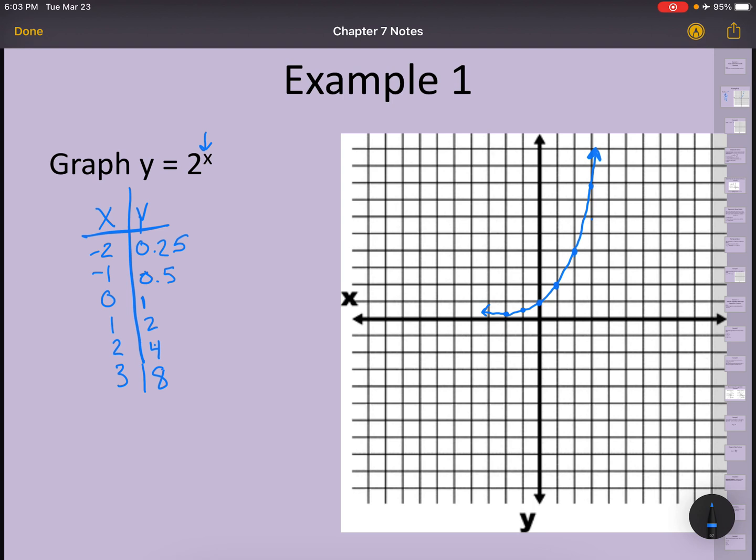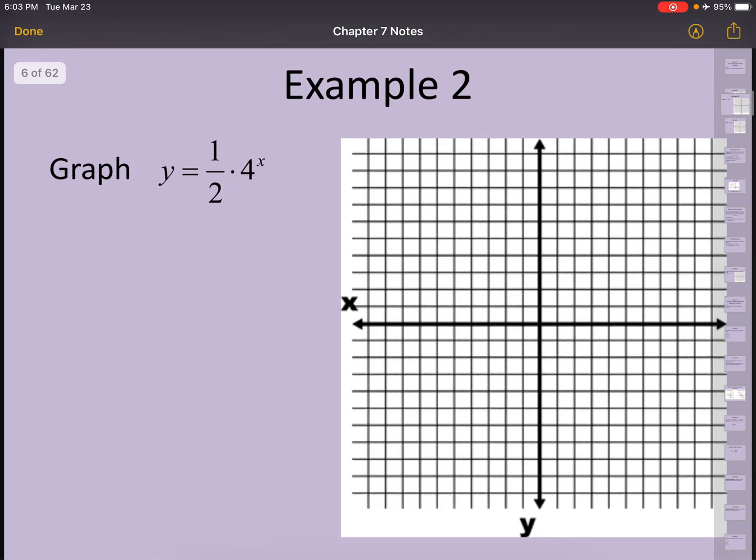So here we go. And if we think about the domain, it is all real numbers, or you could say negative infinity to infinity. It is growth because we're rising from left to right. And the range, if we look up and down at our y values, it's never going to hit the x-axis. So our x-axis is the asymptote, and we're going to hit all the y's bigger than 0.